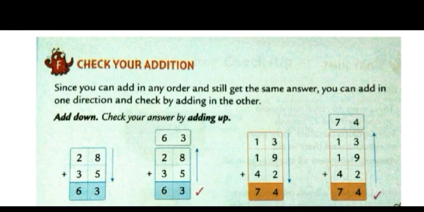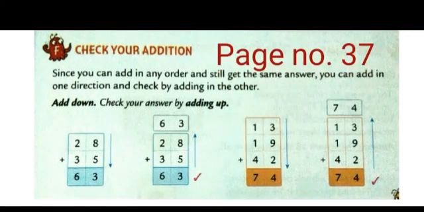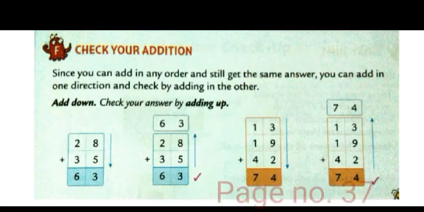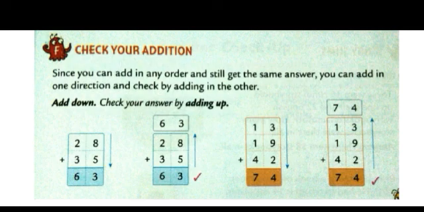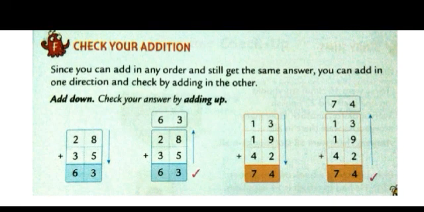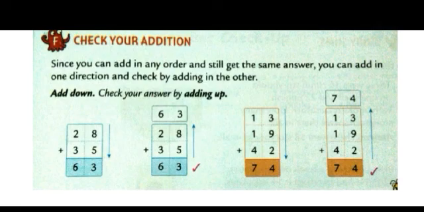Now we move on to a new topic, that is, check your addition, on page number 37. Here we will learn how to check our addition, whether we have done it right or wrong. Since you can add in any order and still get the same answer, you can add in one direction and check by adding in the other. It's a very simple way. The way in which you are adding the numbers, just do the opposite of it. If the answer comes the same, that means your answer is correct.